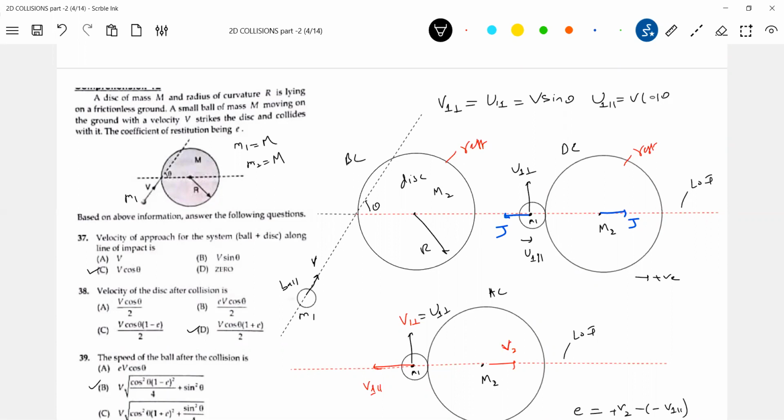Before collision, the question has the diagram, so leave it. During collision, draw the diagram. And after collision, here you only show the arrows: the final velocity can be like this, and this will be moving like this. Then write down the equation. And what is the best thing? The line of impact is what will help you a lot in two-dimensional collisions. Okay, fine.